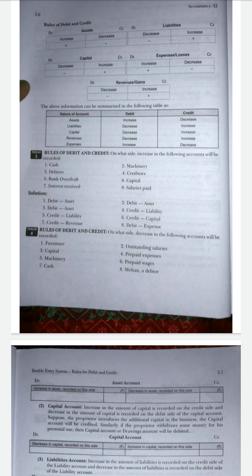Next one is the bank OD. Bank OD is also the liabilities, and liabilities are the credit balance. Assets are fully debit balance, and liabilities are fully credit balance. So bank OD is the liability, so it should be credited. Capital. I already told, capital is a personal account and it should be credited.